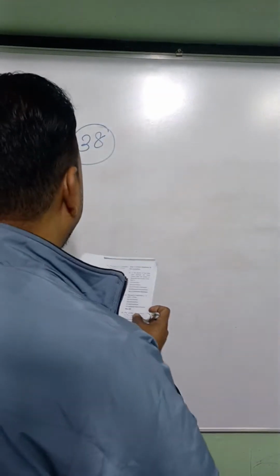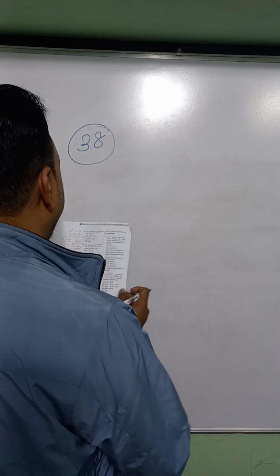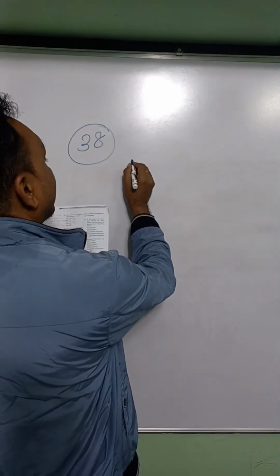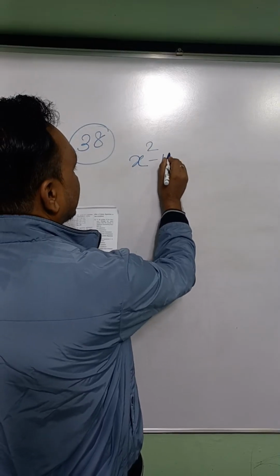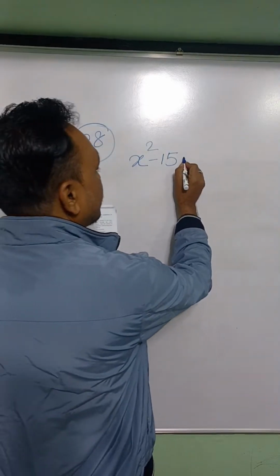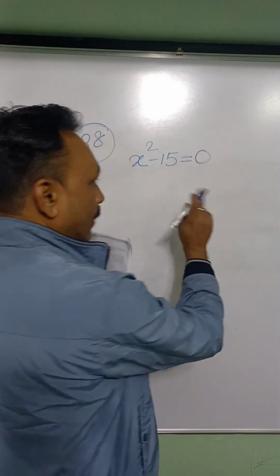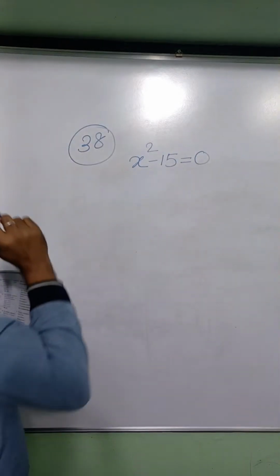All right. Question number 38. The zero of the quadratic polynomial. Again, one quadratic polynomial is given, that is x square minus 15. You have to find out the zero. That means put this equal to 0. Now I'll remember that I have to write in the middle. I'm not going to write in my right corner.